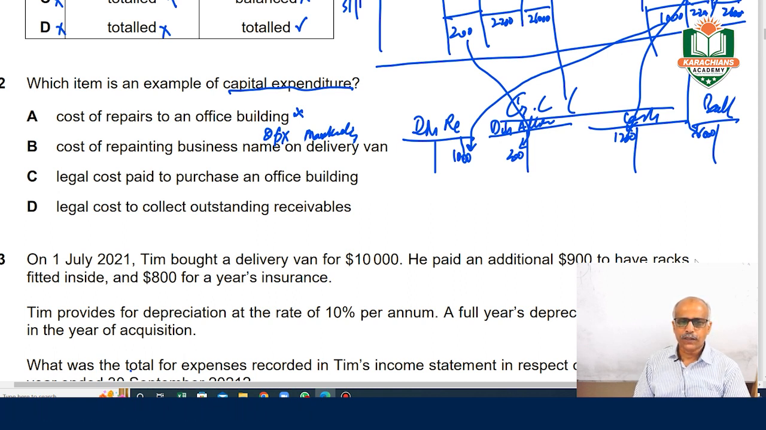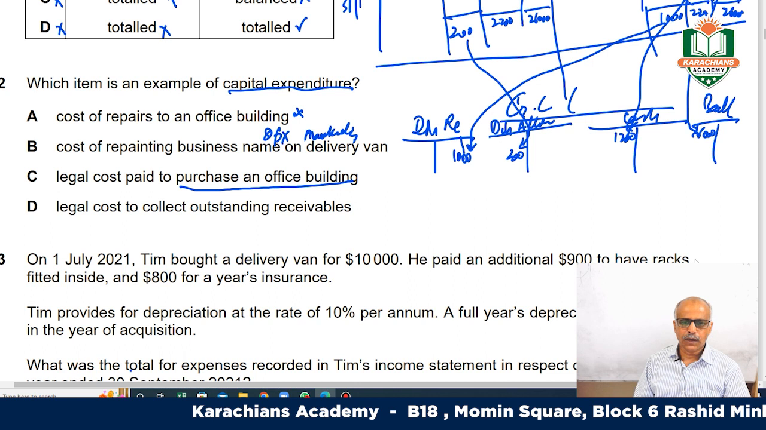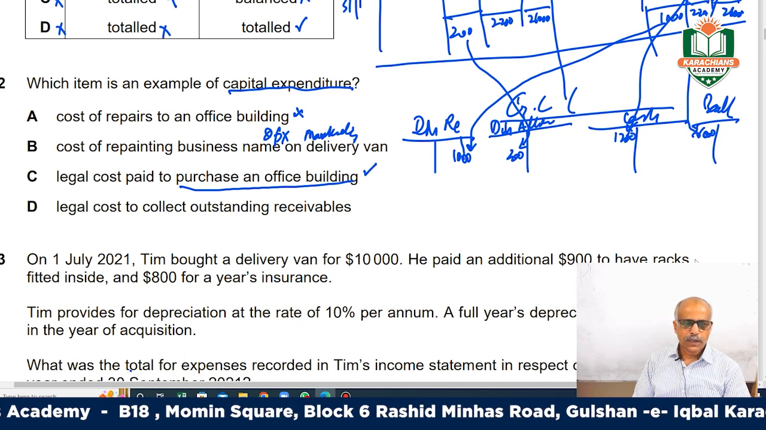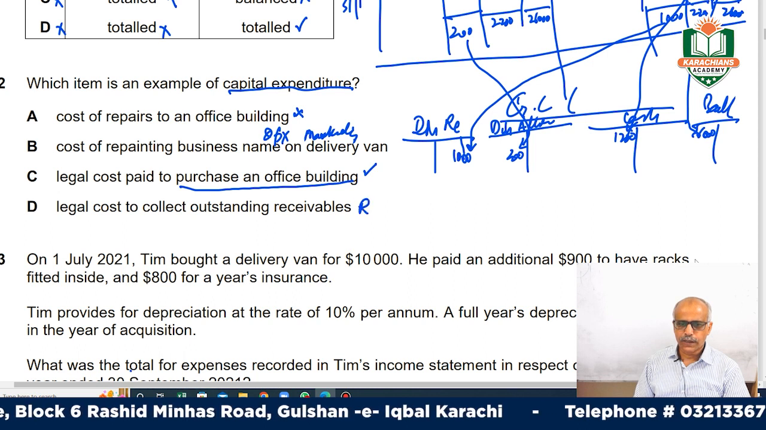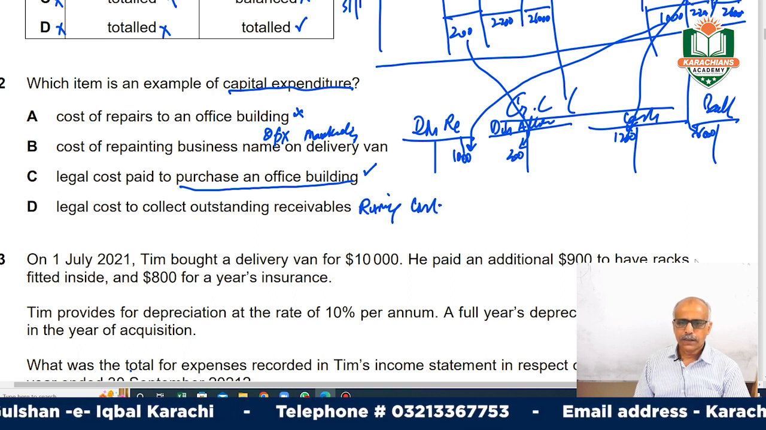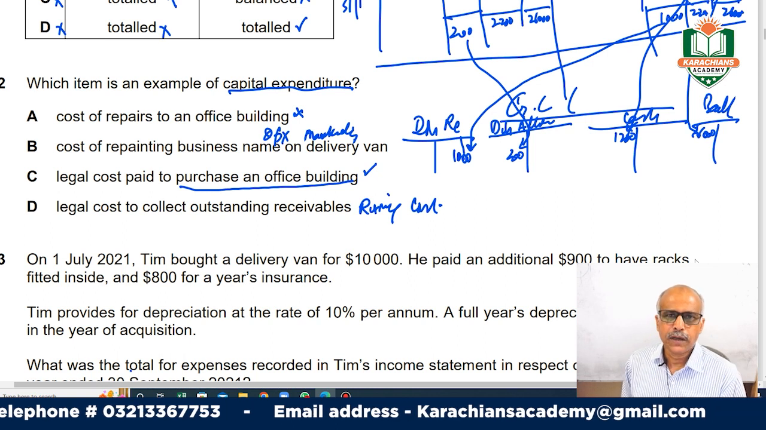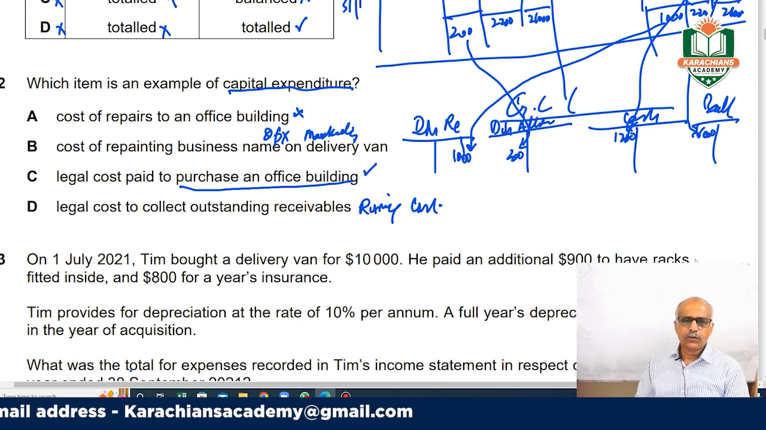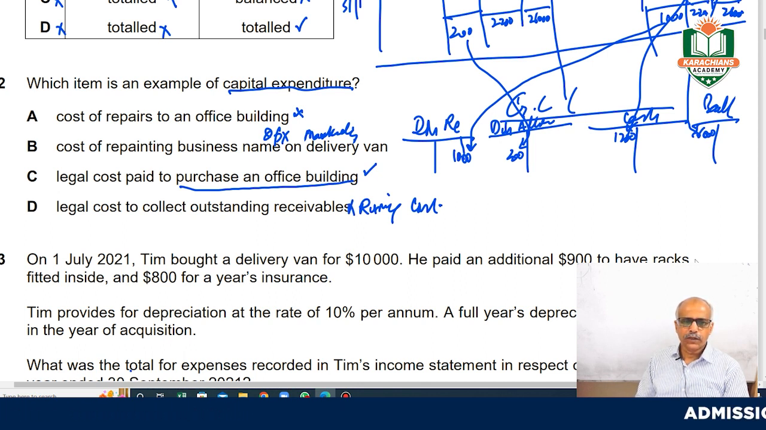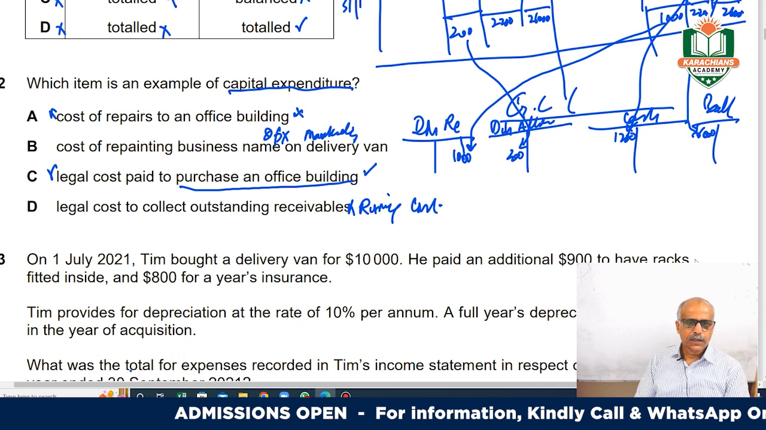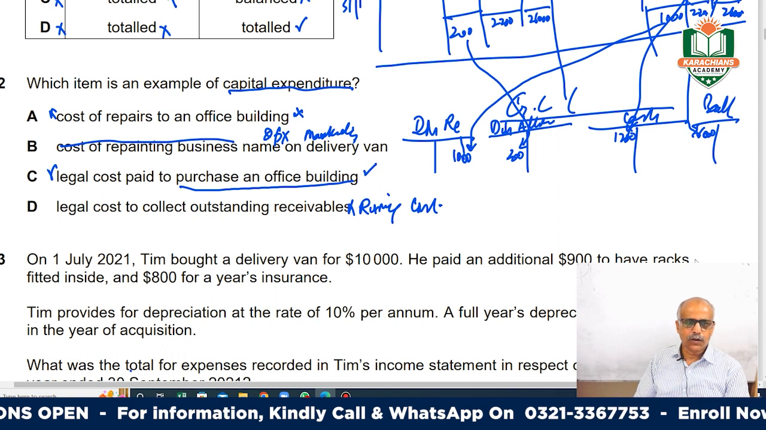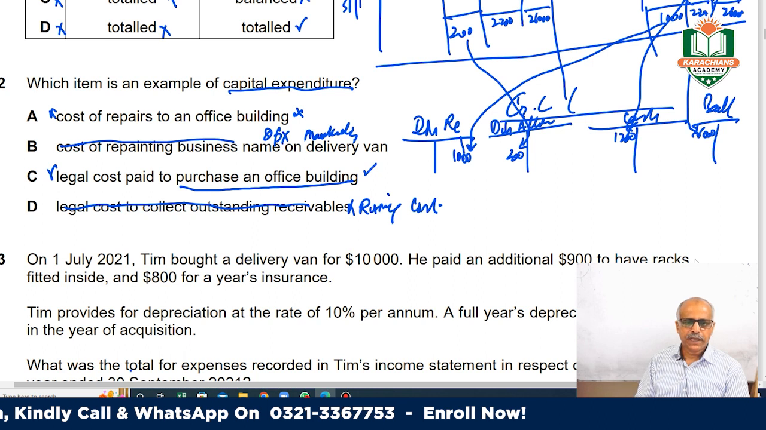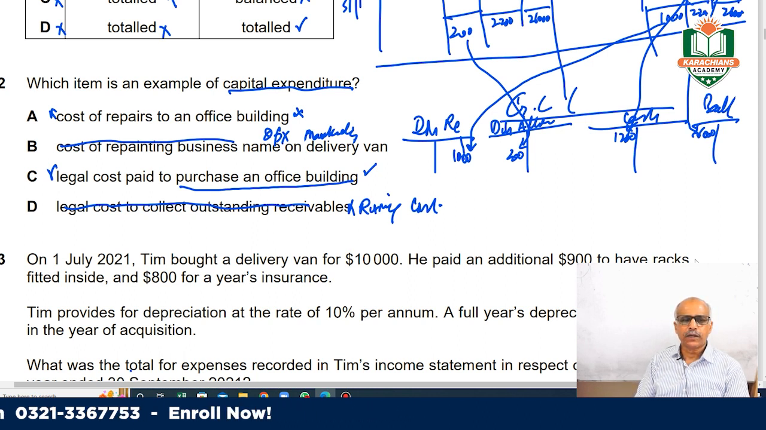Legal cost paid to purchase an office building. This is something of a capital nature, I will explain to you. Legal cost to collect outstanding debts. No, this is running cost. During the year you pay your legal department and they do the collection and the litigation and all these things. So this is running cost, so this is not the capital one. These two are very much clear, they are not the capital one. We get confused, students get confused here.